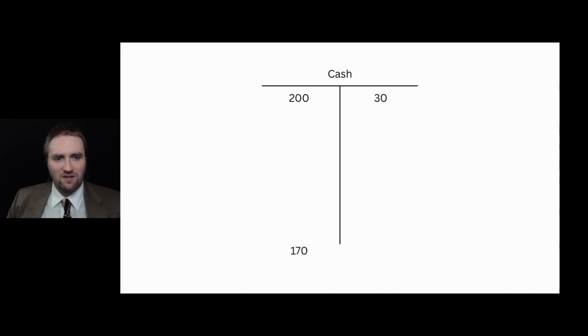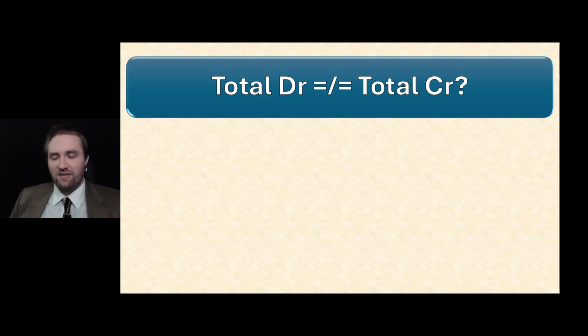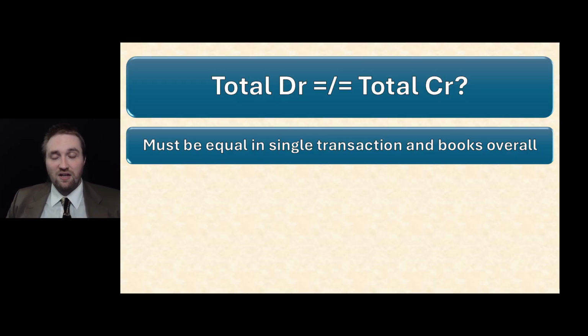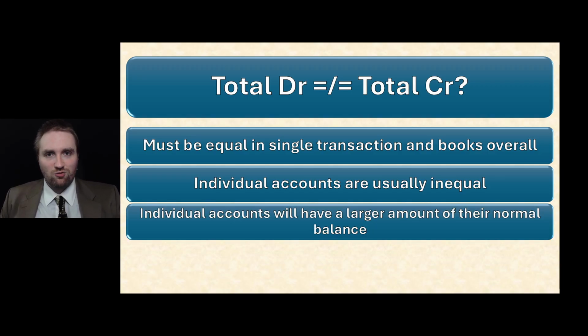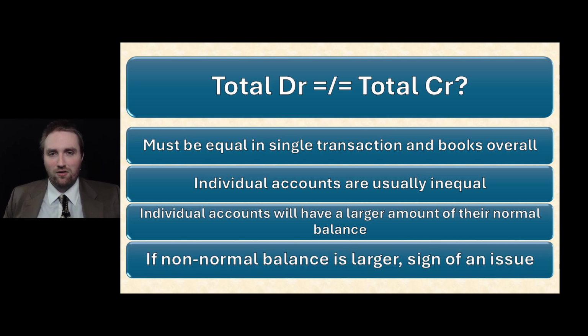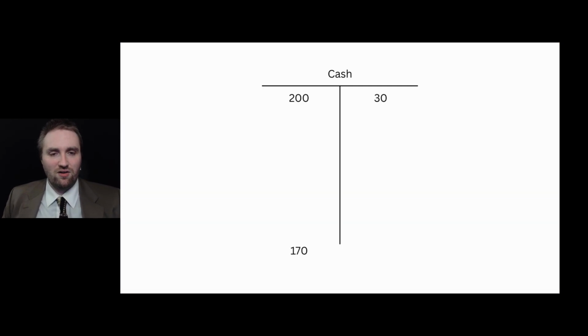You might be thinking, wait, shouldn't total credits equal total debits? That rule only applies to individual transactions and when you compare all the accounts in the business at the same time. So yes, in a single transaction, in the books overall, the totals must be equal. For each individual account, though, total debits do not need to equal total credits. In fact, most of the time, the normal balance will be higher than the opposite of the normal balance. If you have an account where the non-normal balance is higher than the normal balance, that's actually a red flag, and you should check that out to make sure that everything is correct in that account. And with that said, we see now that the cash account has a final total of $170 debit.